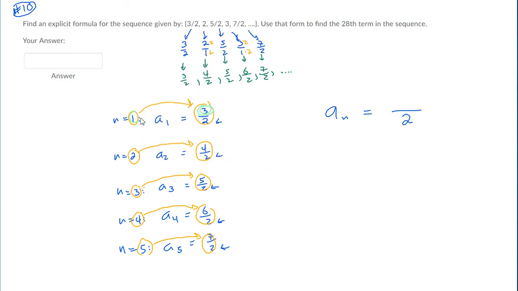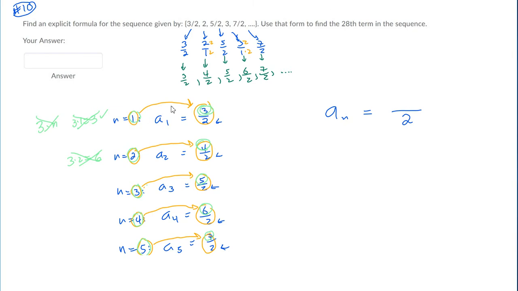I need to convert this 1 into a 3. So I need something that converts a 1 into a 3, a 2 into a 4, a 3 into a 5, a 4 into a 6, a 5 into a 7, etc. So what converts a 1 into a 3? How about multiplication by 3? Would that work? So how about 3 times n? Well, what is 3 times 1? 3 times 1 is 3, so that works. How about when n is 2? 3 times 2 is 6, not 4. So this is not working. So 3 times n is not a correct way to do this.